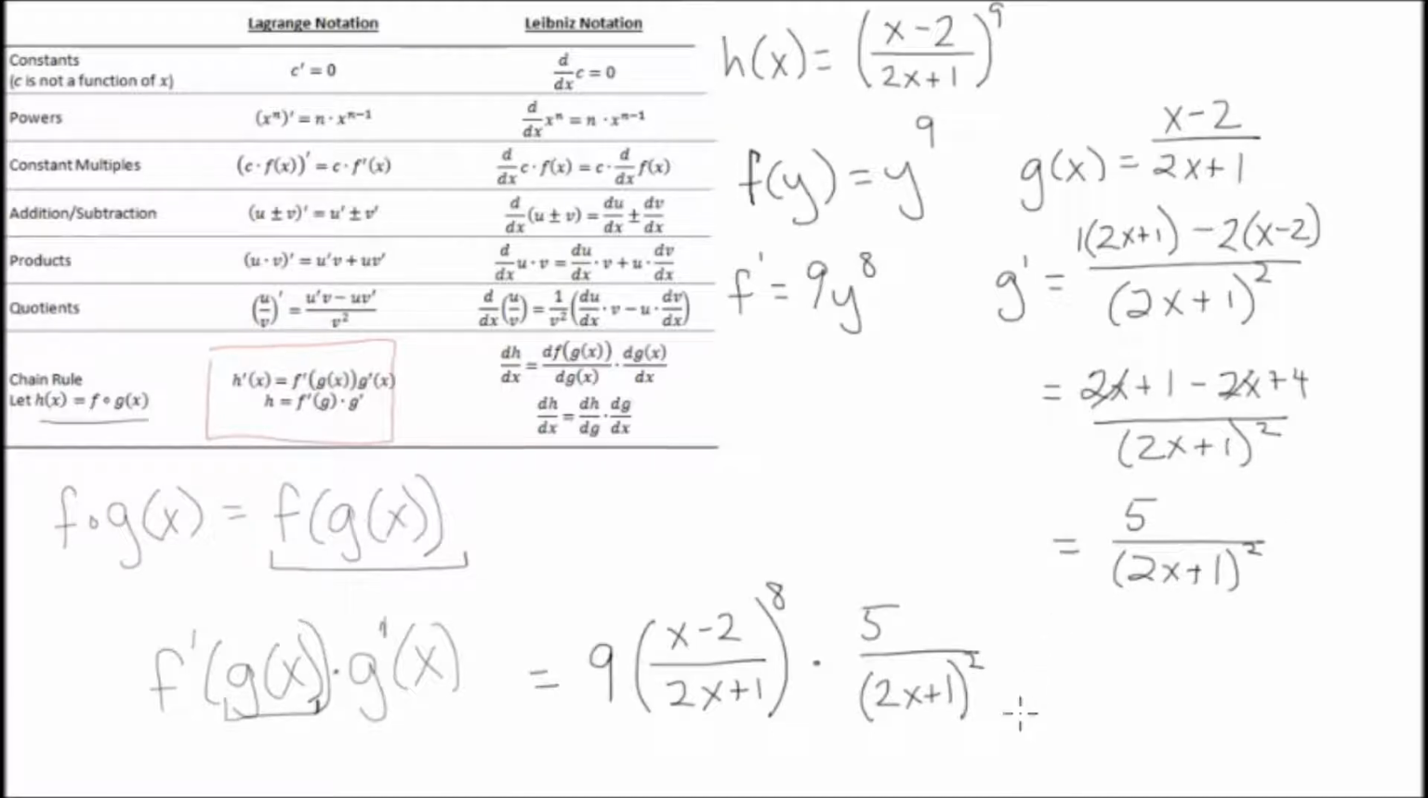If I want to, I can go ahead and simplify this a little bit farther. I multiply my constants out. I get 45 times on the top x minus 2 to the 8th power, over on the bottom 2x plus 1, and I of course add the exponents, raised to the 10th power.